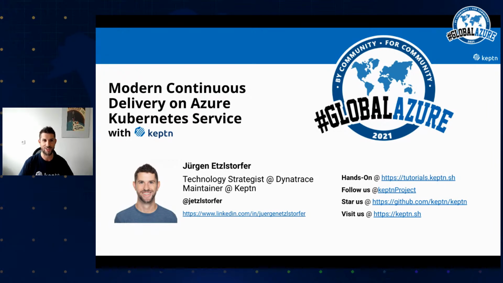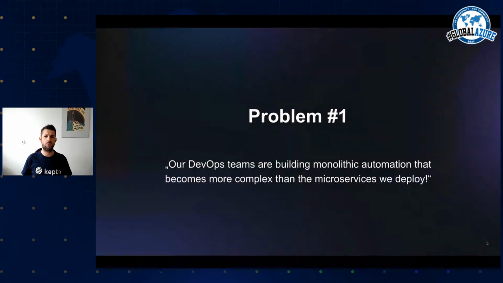So let us get started with this topic, modern continuous delivery on Azure Kubernetes Service. And I don't want to start with the solution. I actually want to start with the problem that we want to solve, because you also want to know if the concepts I'm presenting today will also solve your problem. So let us start with the problem that we see in a lot of large organizations, to be honest.